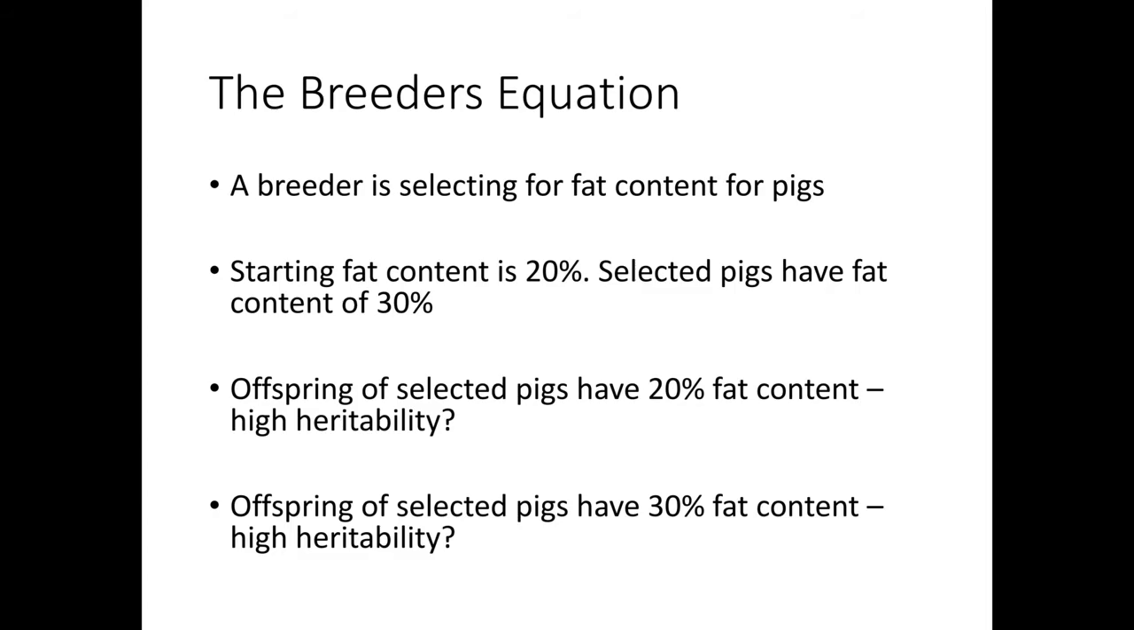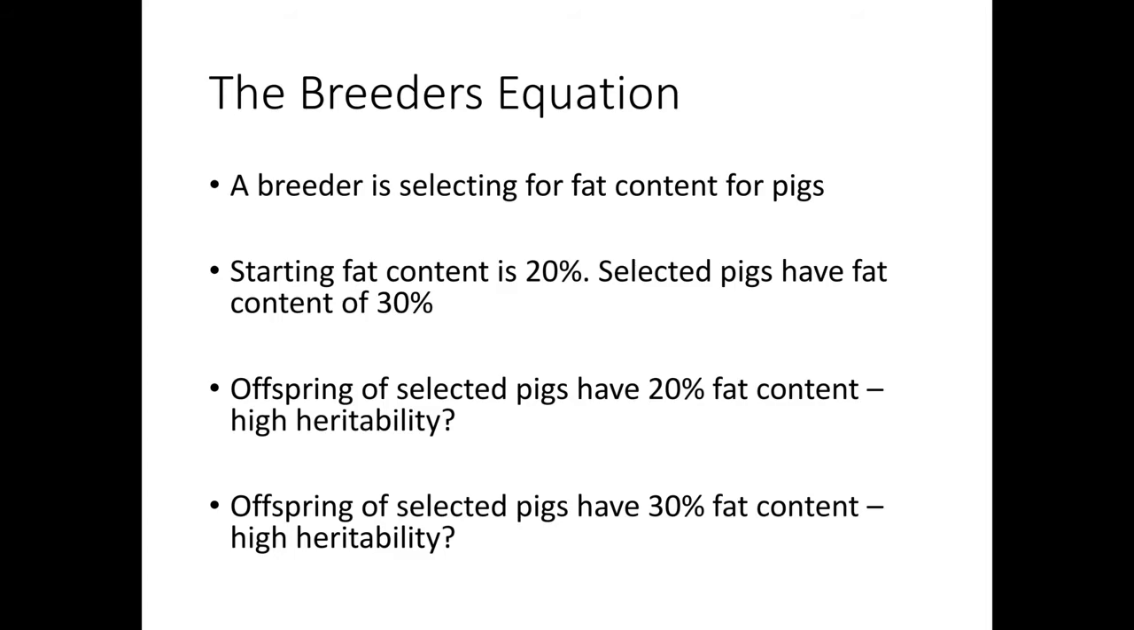Let's suppose a breeder is selecting for fat content in pigs. This breeder has a population of pigs and the starting fat content is 20%. And this breeder wants to breed a pig breed that has higher fat content. So they select from that population of 20, and there's variation there, right? They select a group of pigs that have fat content that isn't 20%, but the group has 30%. Clearly they're trying to increase fat content.